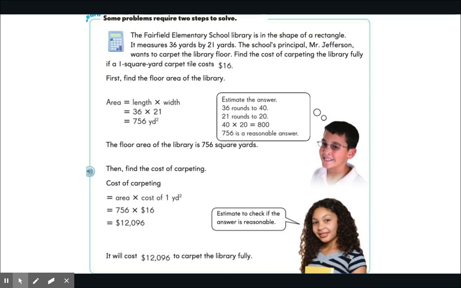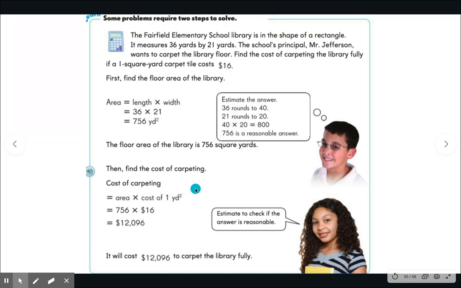So the area equals the length times width, which I know you guys learned in 3rd grade. The length is 36 yards and the width is 21 yards. So you're going to multiply length times width. 36 times 21 is going to give you 756 square yards. You can do some estimating if you want to check your answer, but I'm just going to stick with this, 756 square yards. The floor area of the library is 756 square yards.